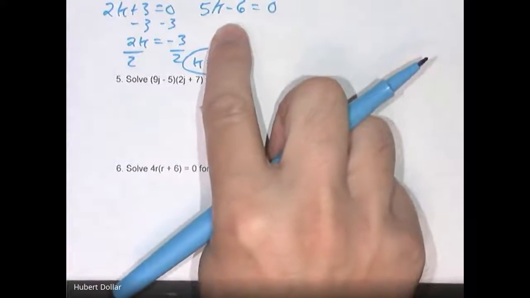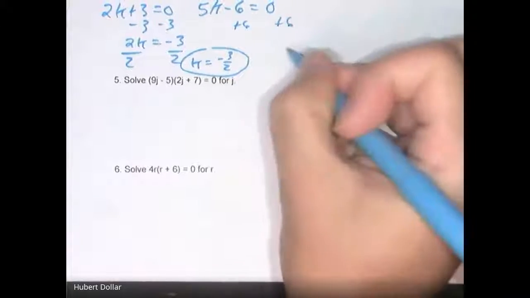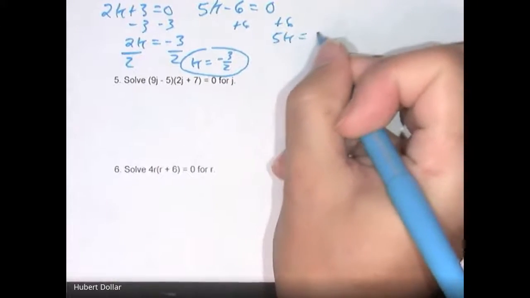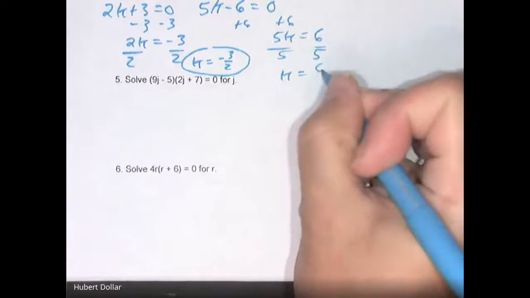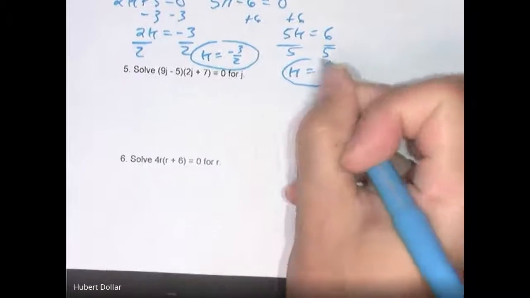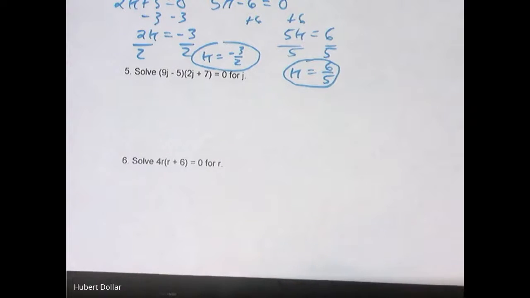So 5k minus 6 equals 0, so we're going to add 6. So 5k equals 6. We're going to divide by 5. So k equals 6 over 5, or 6/5. And we generally leave these as improper fractions that have been reduced.